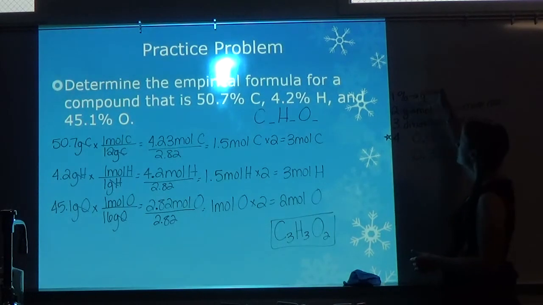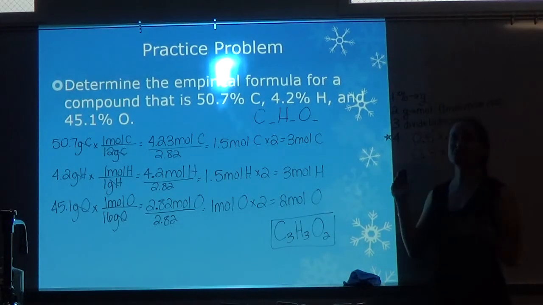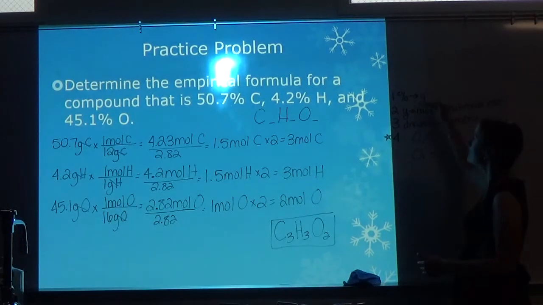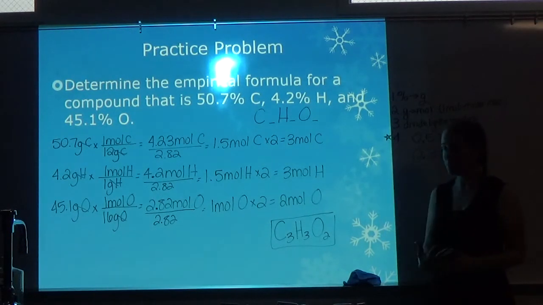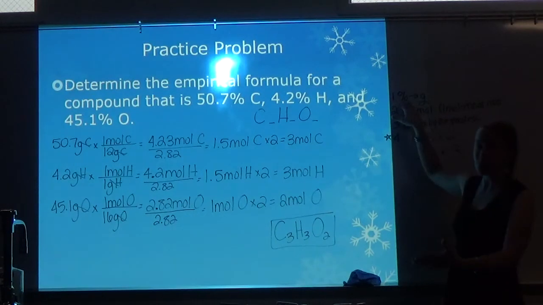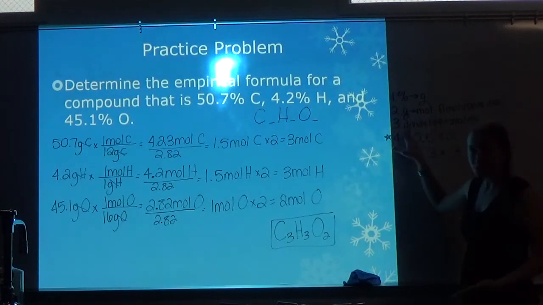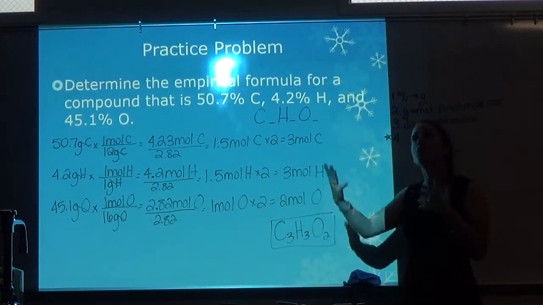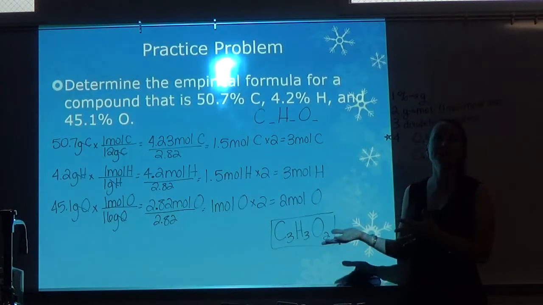Okay, but really, y'all, it's just about getting these steps down. And actually, it makes it easier to use the steps if you understand why we're doing them. Like how I said, we assume you have 100 grams total. We assume the lowest subscript is 1. So knowing why we're doing things helps it make more sense.